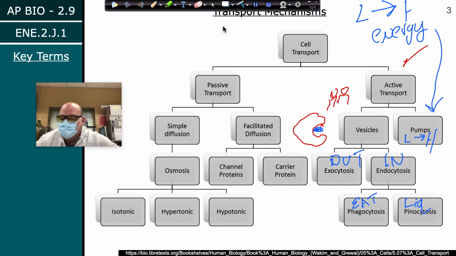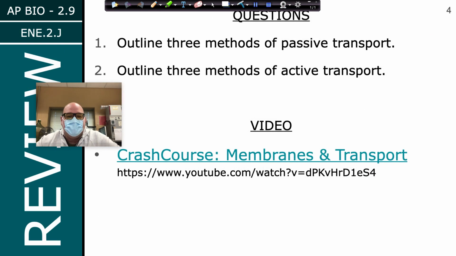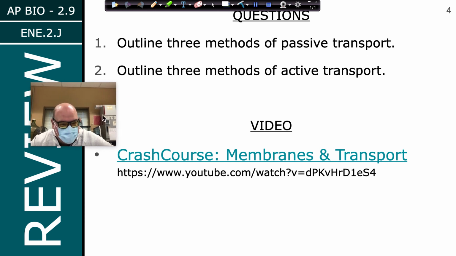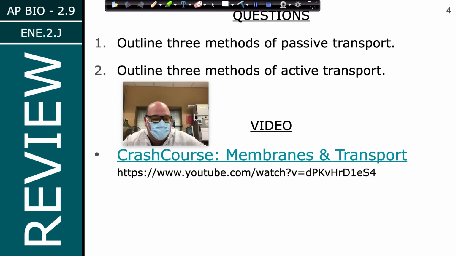So to summarize, you need to be able to tell me types of passive transport, types of active transport, and you need to be able to outline them in an organizer. If you want to go watch a crash course on this to review, here's a link to it, but we're not going to do that right now. So that concludes lecture 2.9.